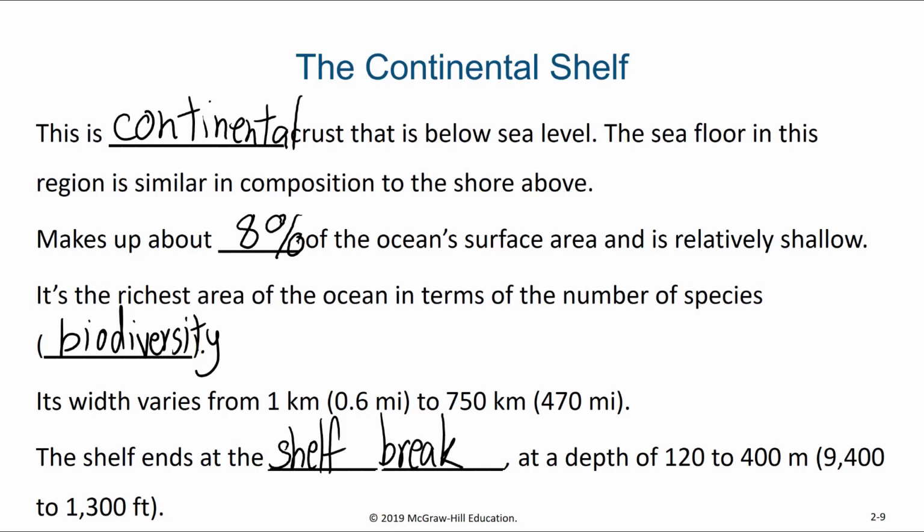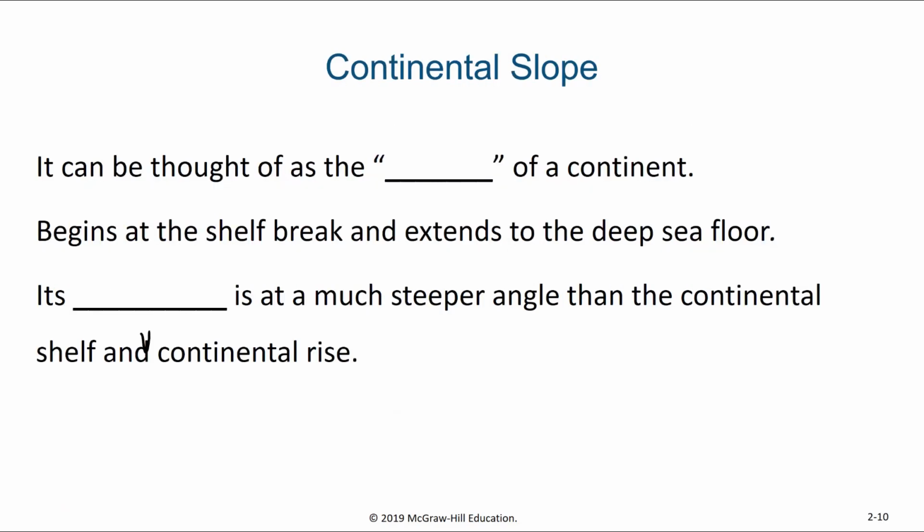And this shelf break typically happens at a depth of around 120 to 400 meters. After that shelf break, the edge of the continent, this continental margin, is known as the Continental Slope. And again, this Continental Slope really can be thought of as the edge or side of the continent. It begins at the shelf break and extends down to the deep sea floor.